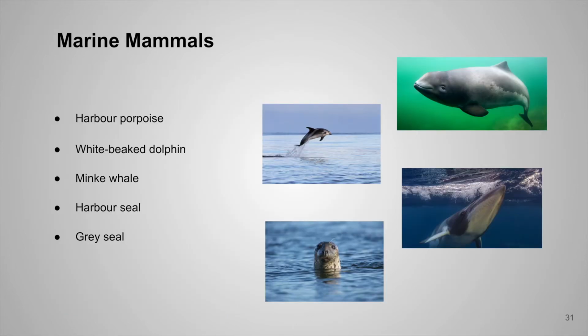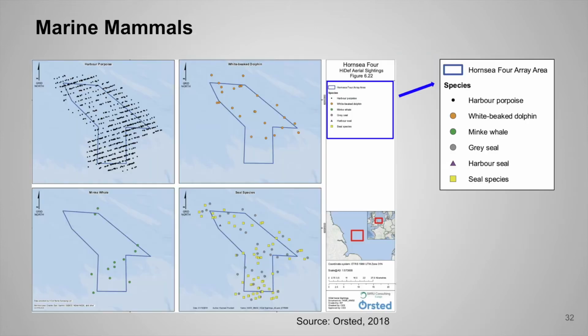Marine mammals. The following species of marine mammals have been identified as most likely to be present at Hornsea 4: harbor porpoise, white-beaked dolphin, minke whale, harbor seal, and gray seal. As we can see in the picture, the key issue for marine mammals is that Hornsea 4 is located in an important area for harbor porpoise. In addition, the surveys suggest highly seasonal occurrence of both harbor porpoise and seal species within the Hornsea 4 array area.